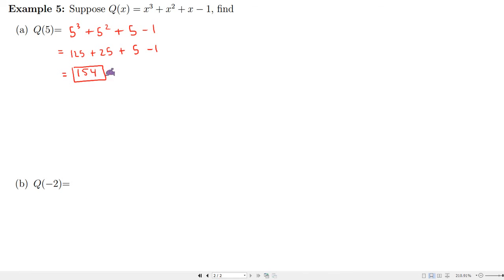And now let's substitute in the minus 2. So we have minus 2 cubed plus minus 2 squared plus minus 2 minus 1. So minus 2 cubed would be minus 2 times minus 2 times minus 2. So 2 cubed is 8, but then there's an odd number of minuses, so this is minus 8, right? Minus 2 squared is minus 2 times minus 2, so negative negative is positive, positive 4. And then minus 2, minus 1. So then this would be minus 4 minus 2 is minus 6, minus 7.